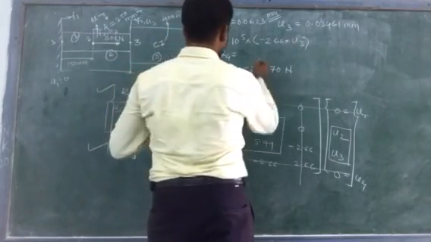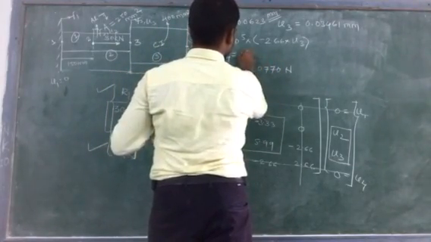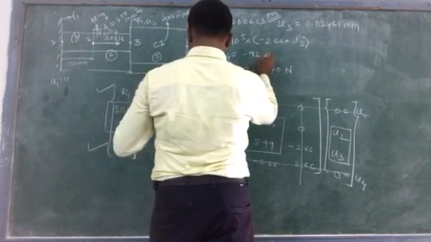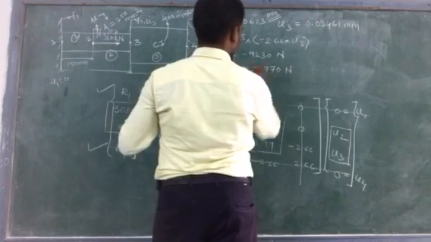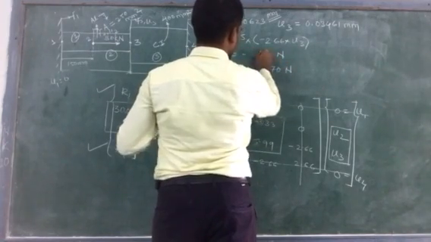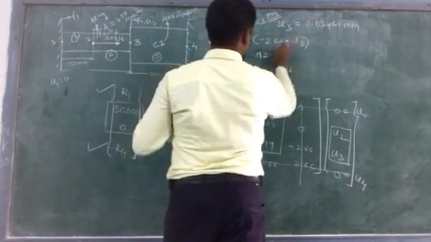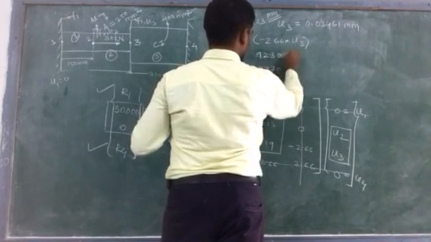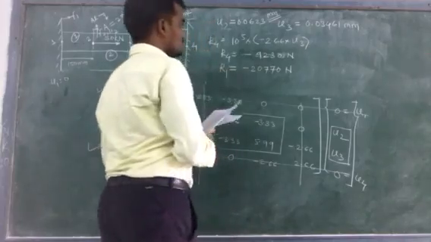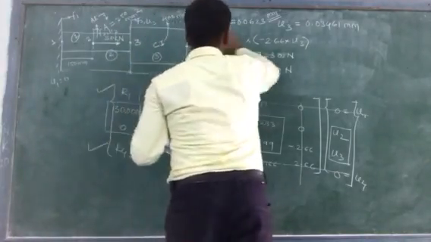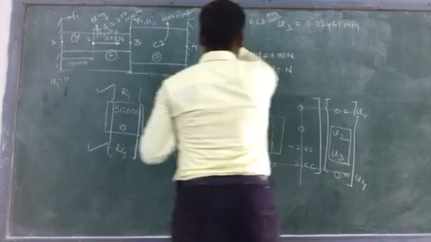R4 will become minus 9230 newtons. In this way you will get R4.